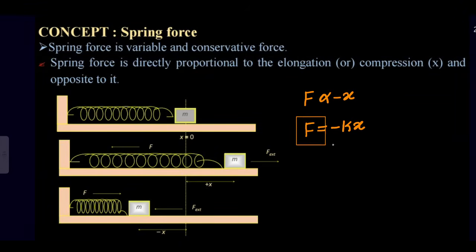The spring force is given by minus kx. Spring force is minus kx. And only when there is an elongation or compression is the spring force developed. When you apply an external force like this, the spring force is opposite to the external force. And when you compress like this, the spring force is like this. That's why we have a negative sign.